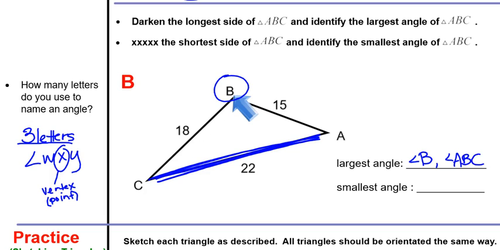That's my middle letter. Then the question asked us to put X's on the shortest side. So for that, I have the 15 and the 18. This one right here, 15, is definitely the shortest side. And remembering that the smallest angle has to be across from the shortest side, I know that angle C is the smallest angle. And again, if I want to name that with my 3 letters, I can go BCA or ACB. It doesn't matter as long as C is in the middle. So I'm going to call this angle ACB.